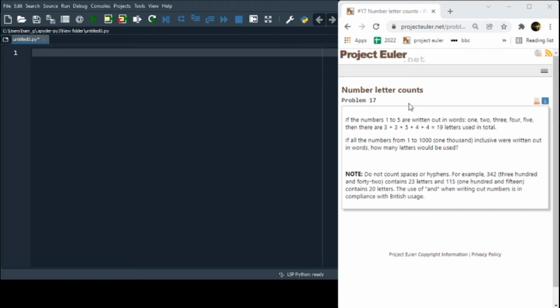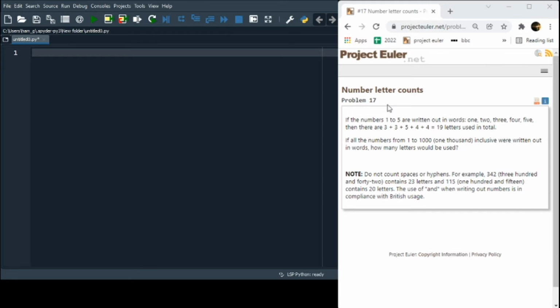This is Project Euler problem number 17, number letter counts. If the numbers 1 to 5 are written out in words, then there are 19 letters used in total. If all the numbers from 1 to 1000 inclusive were written out in words, how many letters would be used?